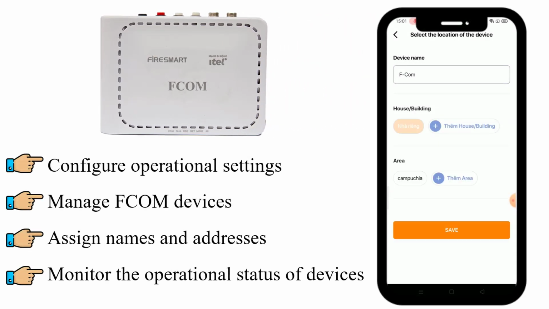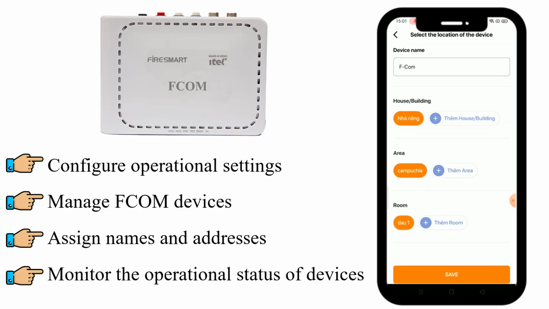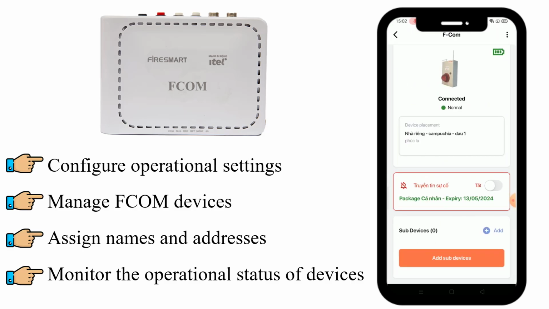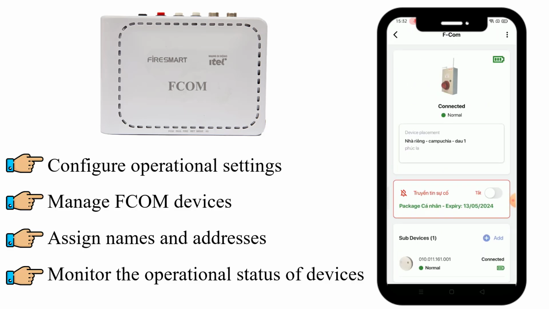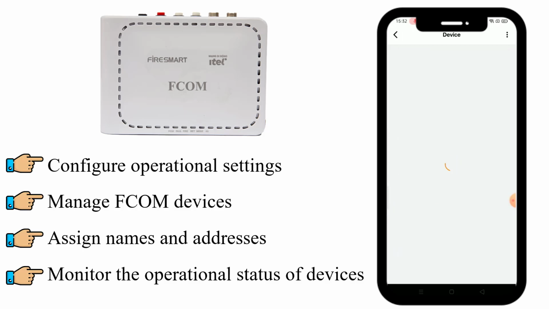Users can configure operational settings, manage FCOM devices, assign names and addresses to every single FA control panel or detector in the network, and monitor the status of devices in the interconnected mesh network through the mobile app.